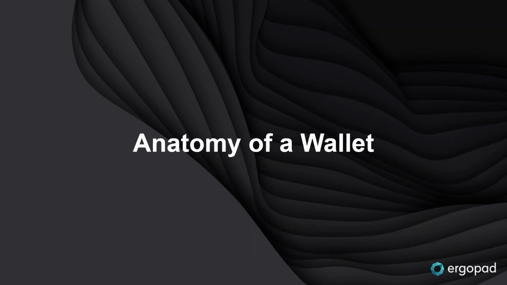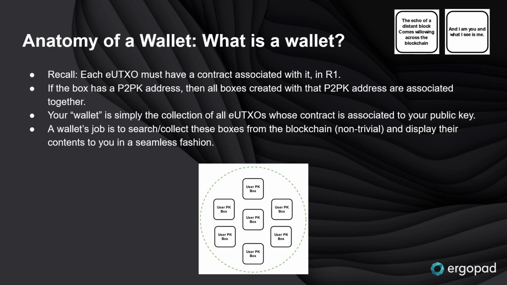Now we're going to go over the anatomy of a wallet. So what is a wallet? Well, recall that each UTXO must have a contract associated with it in R1. So if the box has a pay-to-public-key address, one of the 3 different types, then all boxes that are created with that public key address are associated together. That's just how I said before that there's a difference between an address and a box. You can create an address without creating a box, but you can't create a box without creating an address.